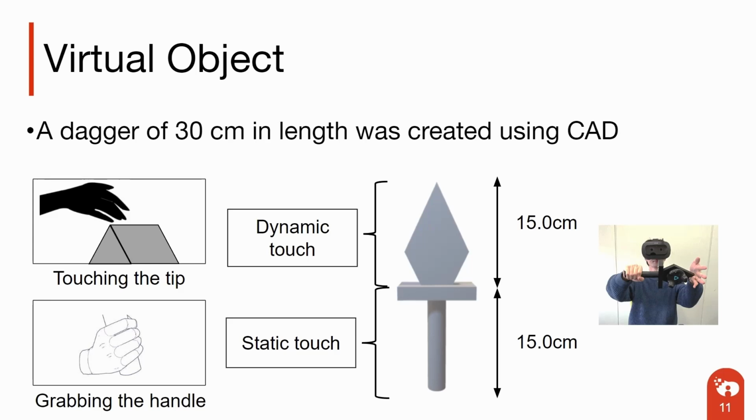There are two types of object touch, dynamic touch and static touch. Dynamic touch is generated when a probing motion is applied to an object. Static touch is generated when grasping an object without hand motion. We modeled a dagger to examine both dynamic touch and static touch. Participants will touch its tip to experience dynamic touch, while grasping its handle to experience static touch.